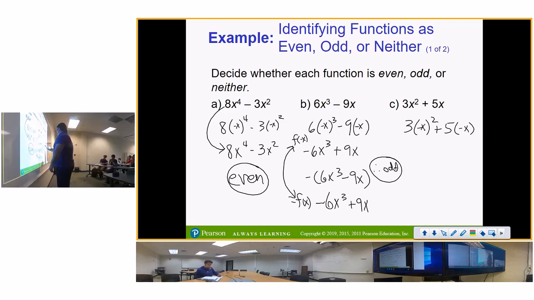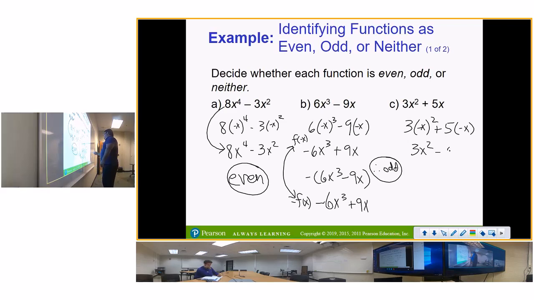And then the last one, 3 parentheses squared plus 5 parentheses negative x, you're going to get 3x squared minus 5x. This one is neither, because that does not equal that, and if you did a negative in front of this, you would get negative and negative, so this one is neither. Is it NI? Is it NE or NI? NE. I got it right.